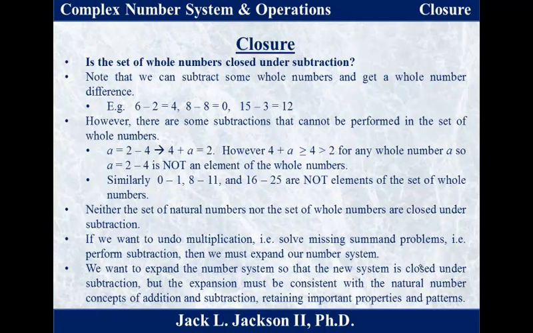Other examples would be 0 minus 1, 8 minus 11, 16 minus 25. They're not elements of the set of whole numbers. And similarly, neither the set of natural numbers nor the set of whole numbers is closed under subtraction. So if we want to undo addition, that is, solve missing addend problems, in other words, we want to perform subtraction, then we must expand our number system.